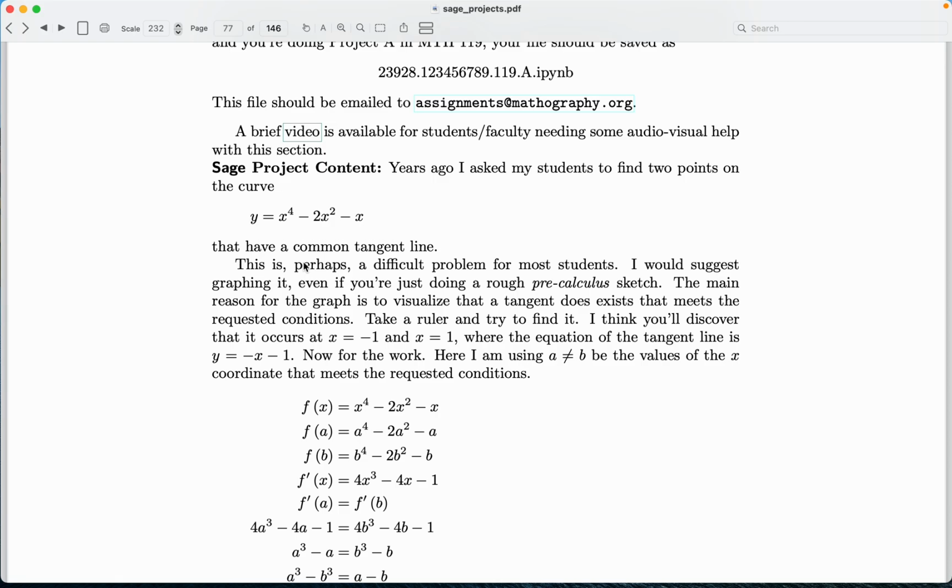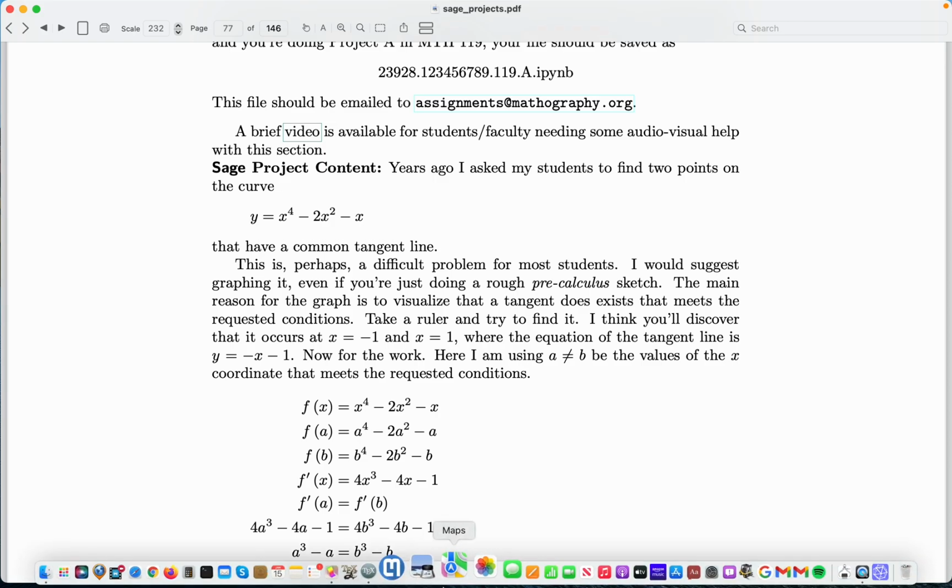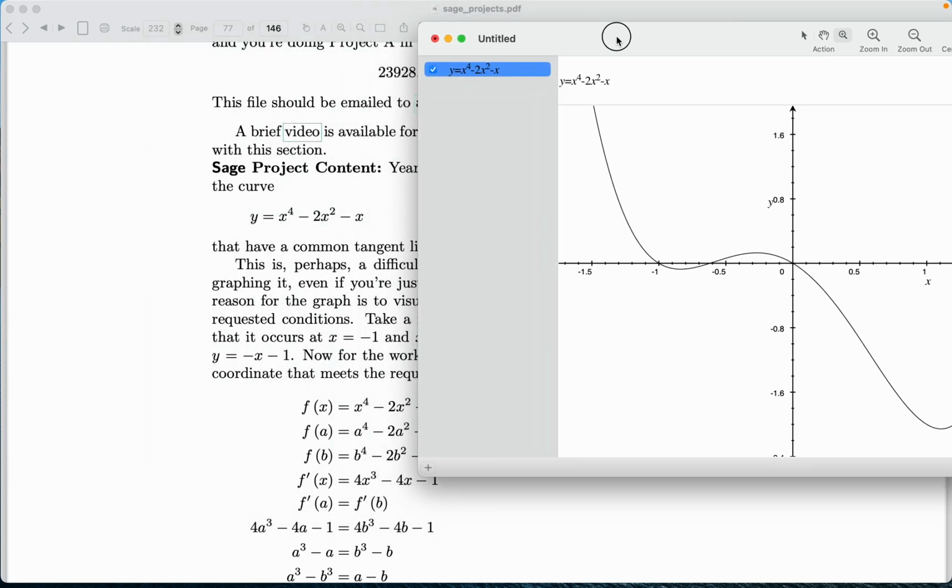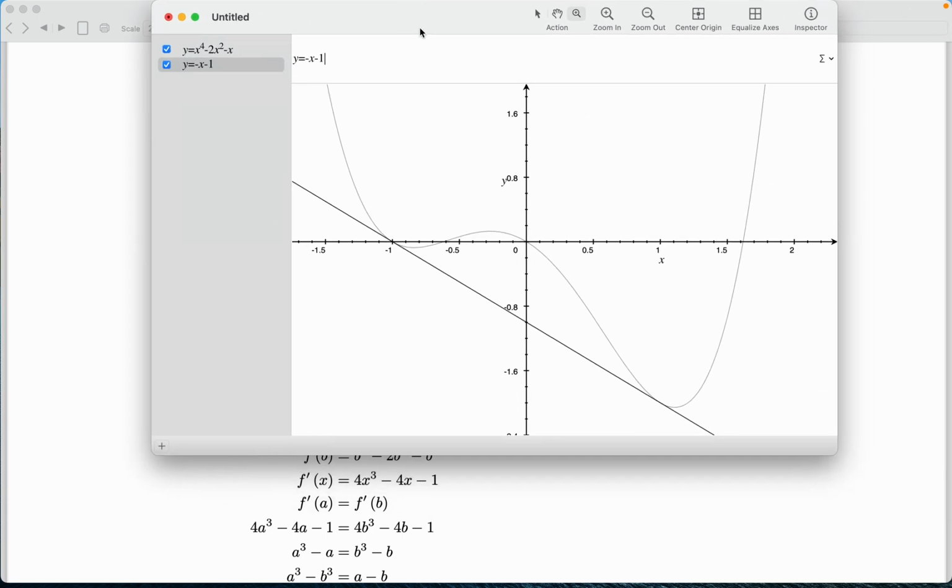I think you'll discover at x equals -1 and x equals 1, where the tangent line is... you know what, let's put this in. Let's take a look at this. If I took a ruler to that graph, I'm going to go back to my thing and see if I can understand what they're talking about. And this is part of your study habits. It says -x -1. Wow, this comes right at me, doesn't it? So I see the tangent line here. Wow, look at that. That's a miracle.